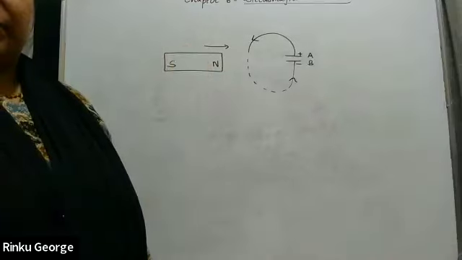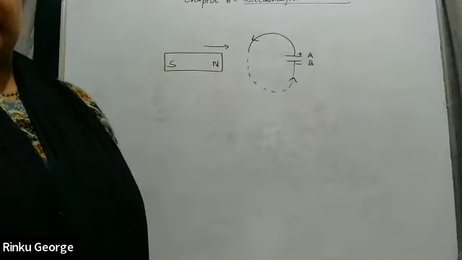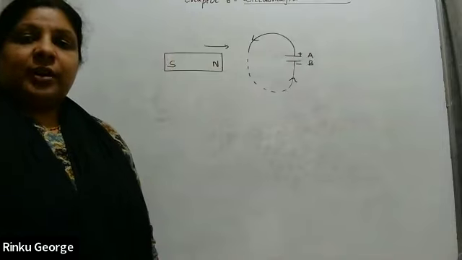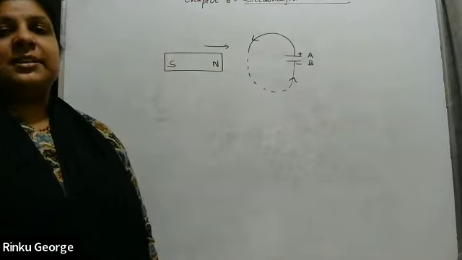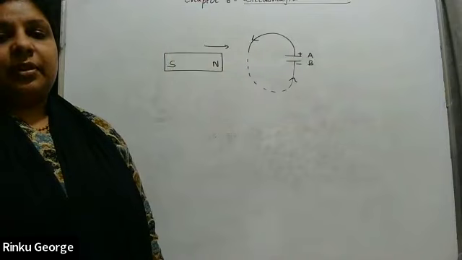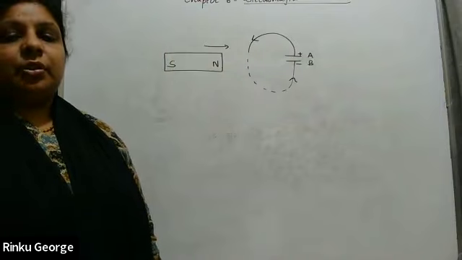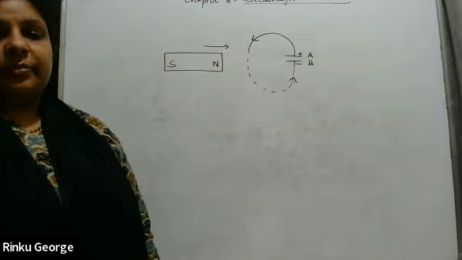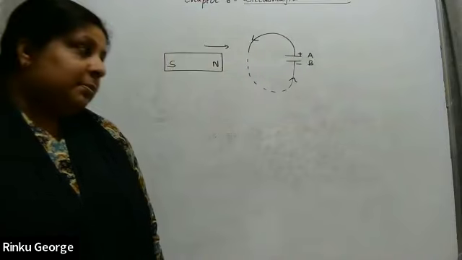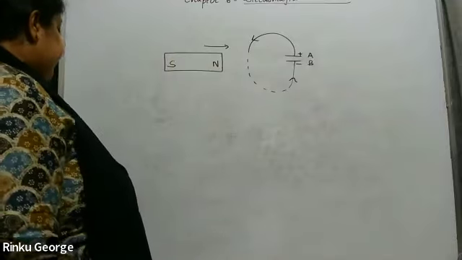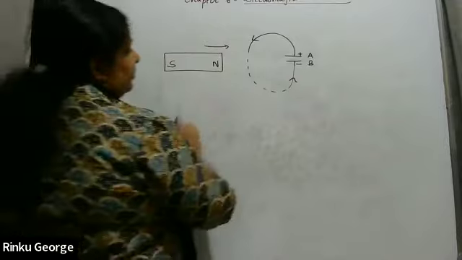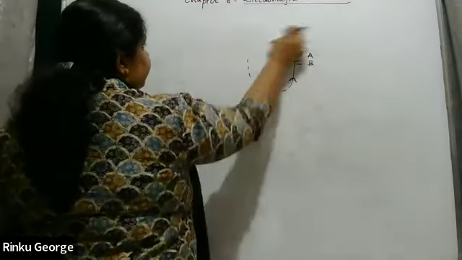North pole is induced, so current is anti-clockwise. Therefore A is positive and B is negative. North pole is induced, current is anti-clockwise. Therefore A positive and B negative. Then, right. Next question.